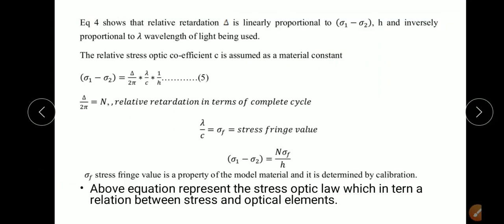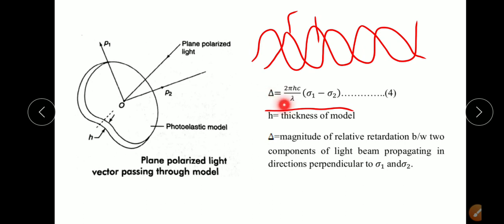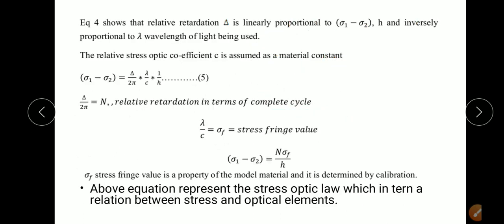So equation 4 shows the relative retardation delta is linearly proportional to sigma 1 minus sigma 2 and h, and inversely proportional to lambda, the wavelength of the light being used. This is the equation description. The relative stress optic coefficient C is assumed to be a material constant.